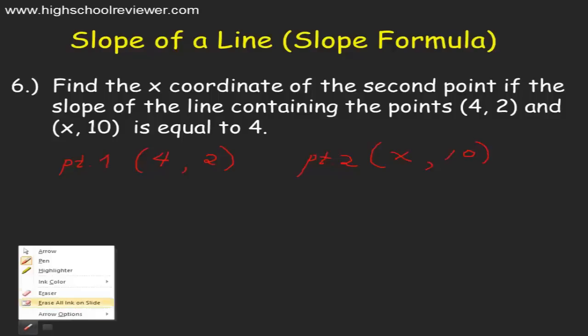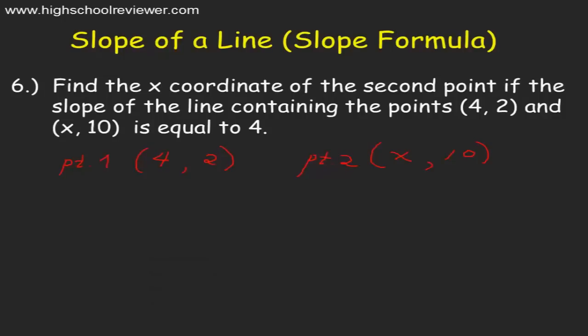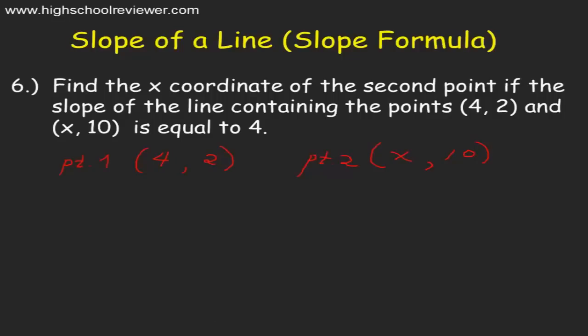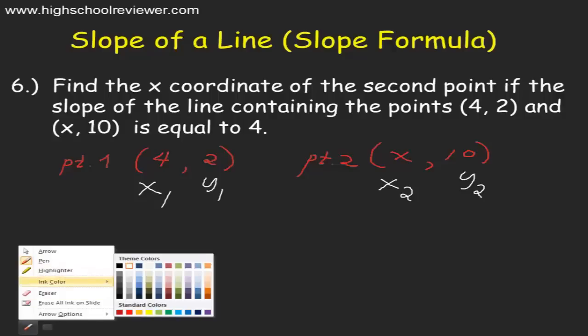So let us identify the x sub 1, y sub 1, and x sub 2, and y sub 2. Since this is point 1, positive 4 will be x sub 1, and positive 2 will be y sub 1. For point 2, x will be x sub 2, so it is the unknown, and 10 will be y sub 2. Okay, so let us now solve for the value of x sub 2.